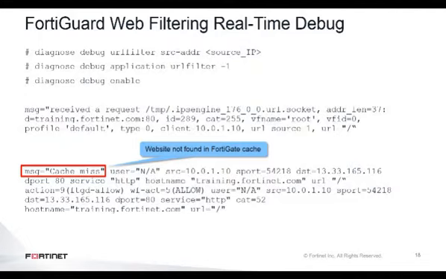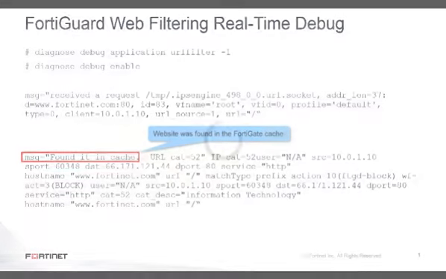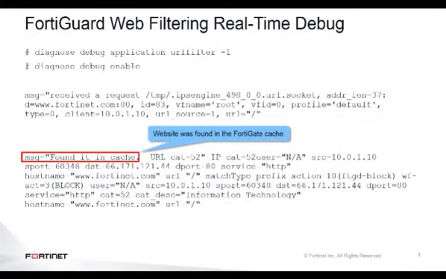This slide shows an example output of the real-time debug when the URL to categorize isn't in the FortiGuard cache. The 2 messages display the URL, category, source, destination IP addresses, and service. This slide shows another example of the real-time debug. However, in this case, the URL category exists in the FortiGuard cache.